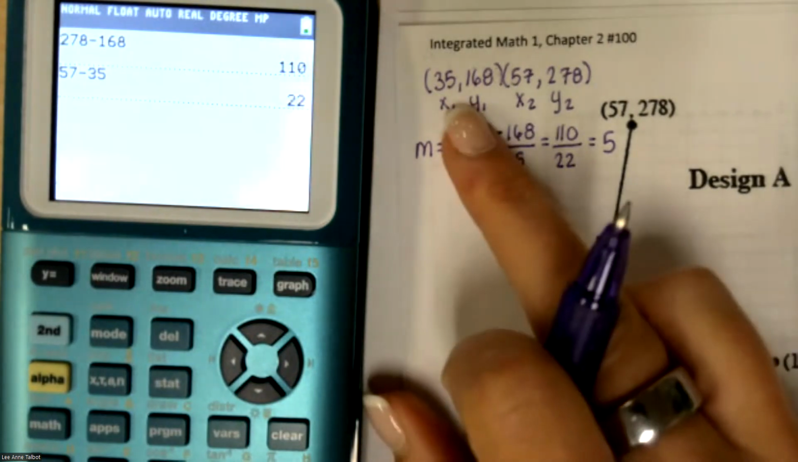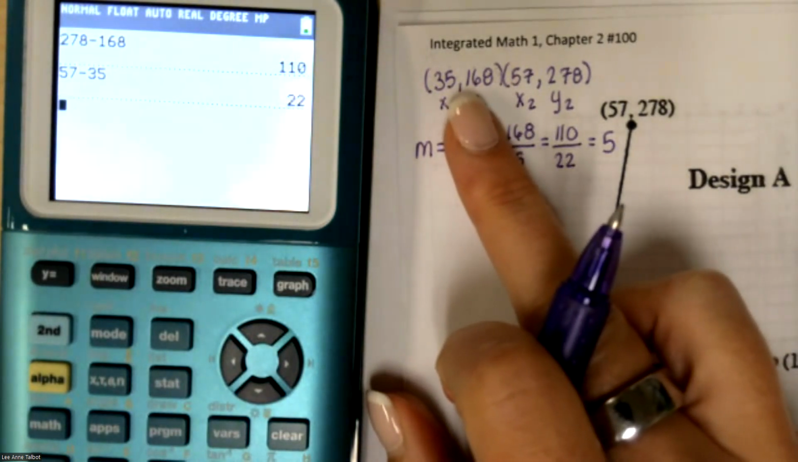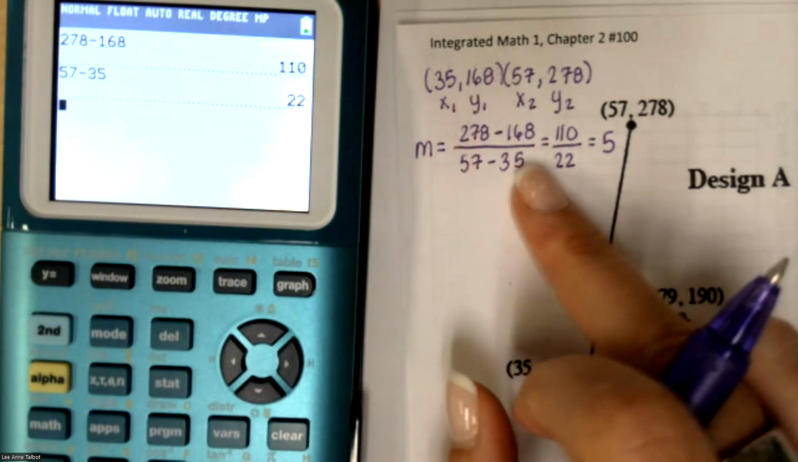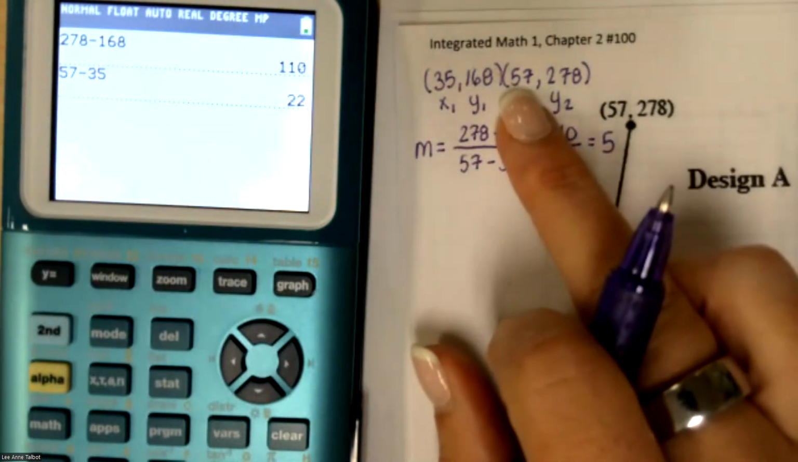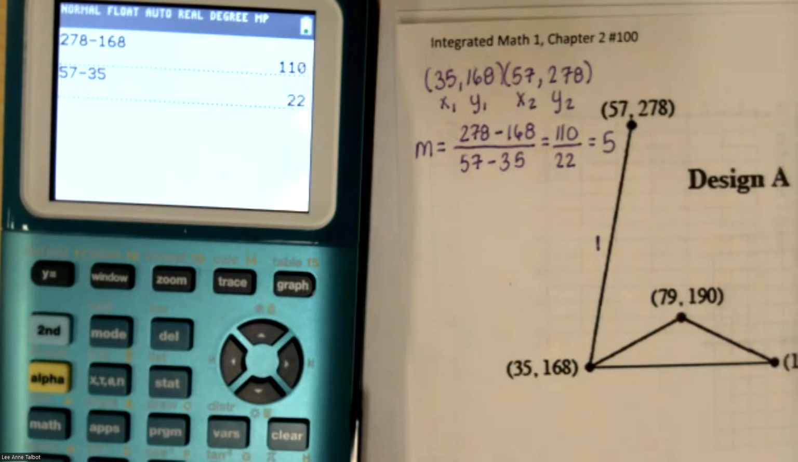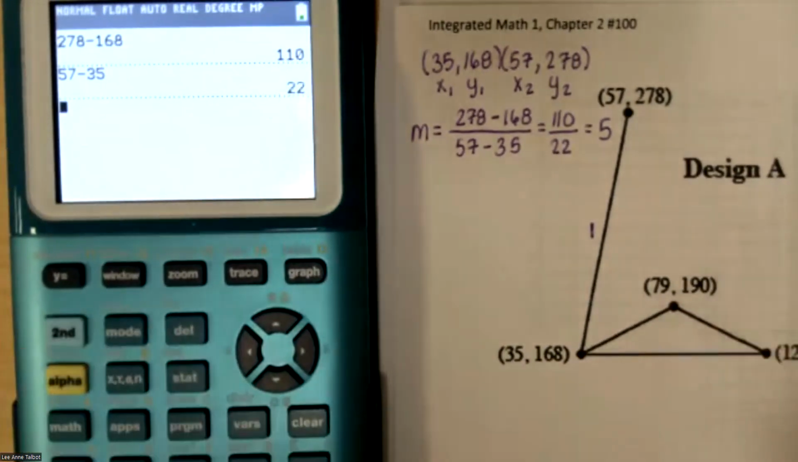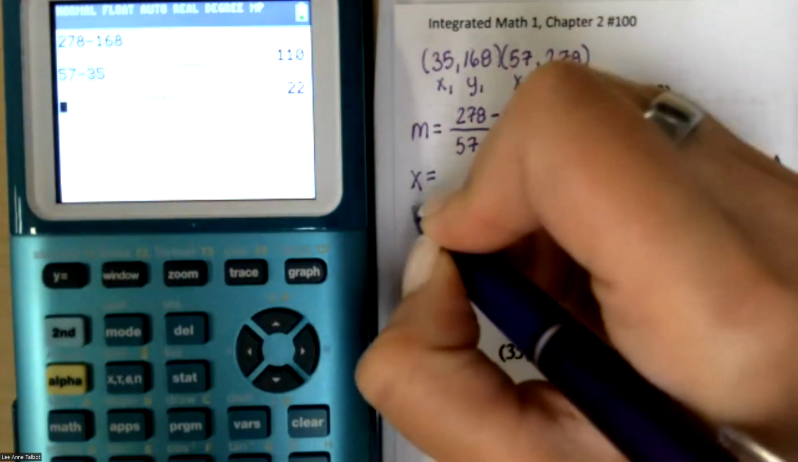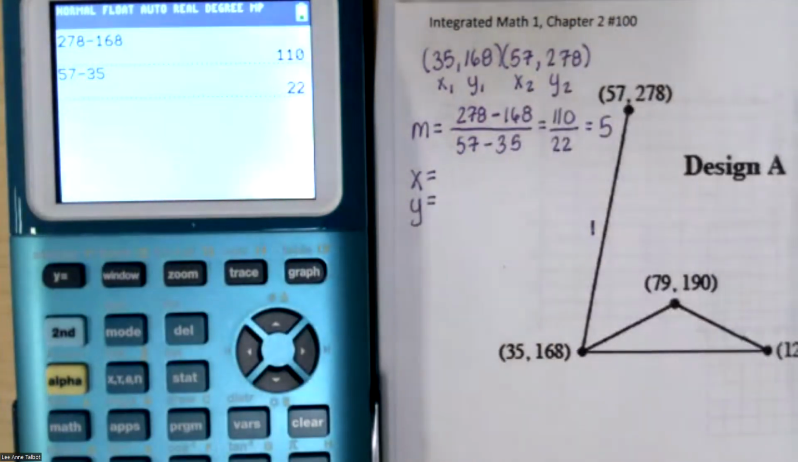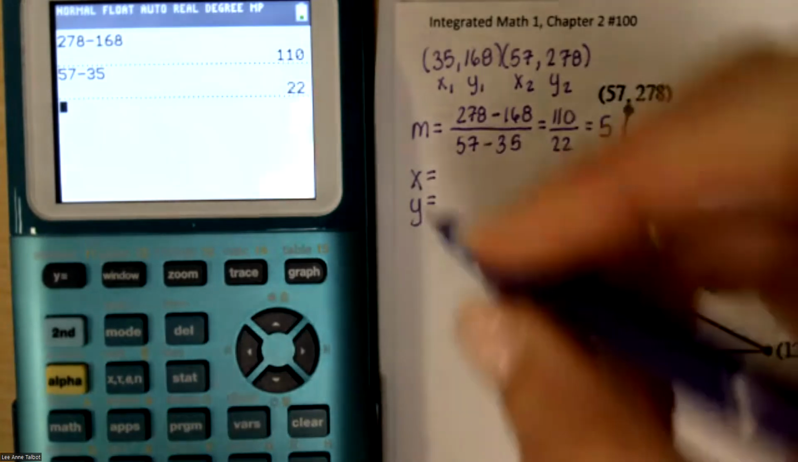Do you guys see why I started to write 57, 278 first, but that was going to give me 2 negatives? If I wrote it like small to large, then it would be easier. Okay, so the slope is 5. Now x equals, y equals. Which point do you want to use? The first one has smaller numbers.